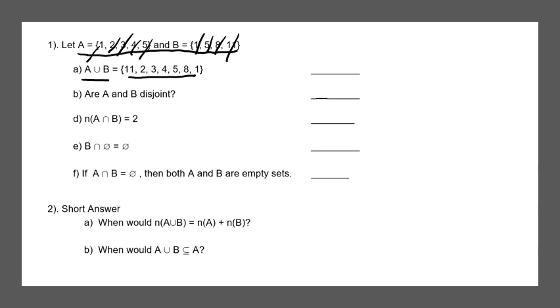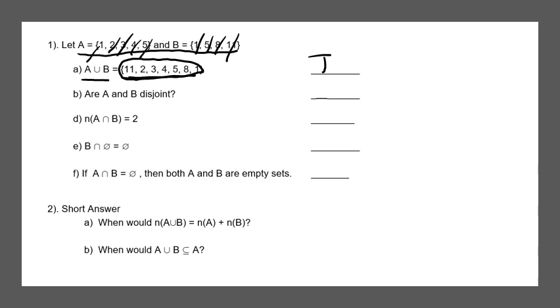A union B means it's a combination of A and B thrown together. But again, this is a true-false type question, so I had to ask myself, make sure that everything here is in at least one of A or B. Because again, to be in a union, you're in at least one of them. Question B, so this one's true.